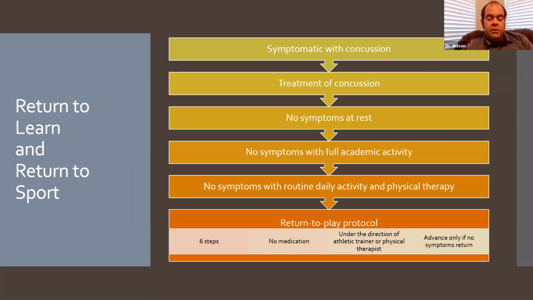And then, if they're able to do that without any symptoms, and they're having no symptoms with any physical activity, like I said, the light walking, the physical therapy exercises, then we progress on to what we call the return to play protocol. And it's a 6-step process in which we gradually return the patient to their sport with, again, gradually increasing levels of physical activity.